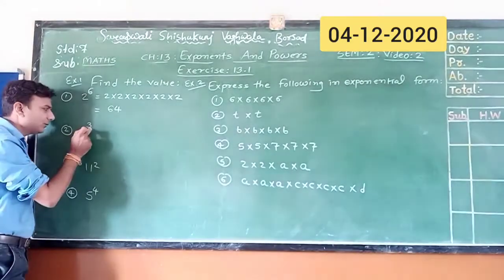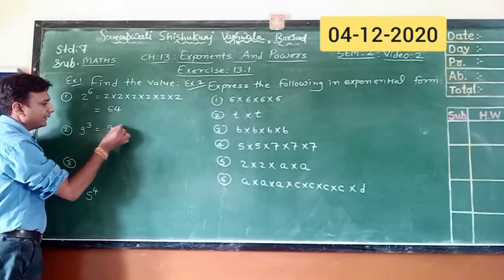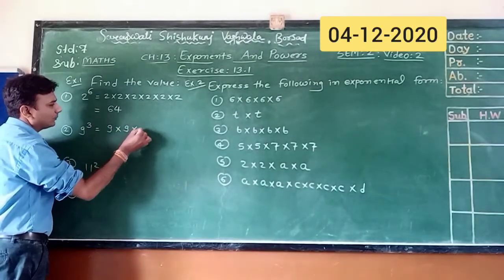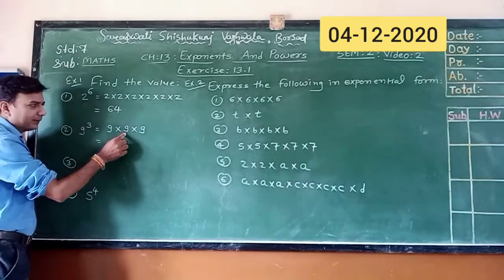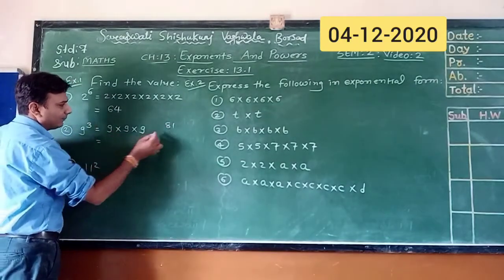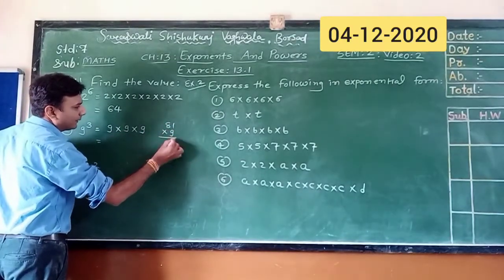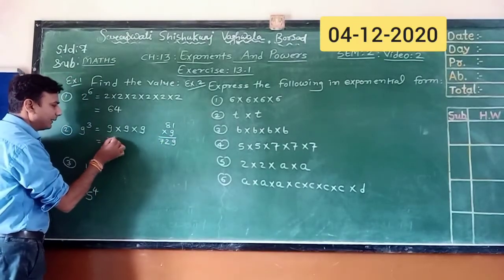9 raised to 3 means we have to write 9 three times. 9 nines are 81, and 81 nines are, if you don't know, then do the multiplication. 9 nines are 81, multiply 9: 9 ones are 9, 9 eights are 72, so 729.